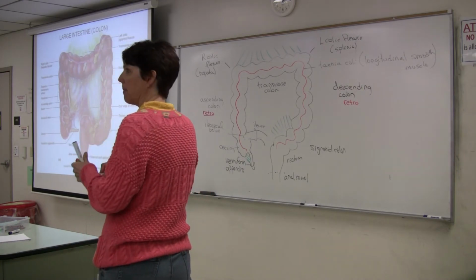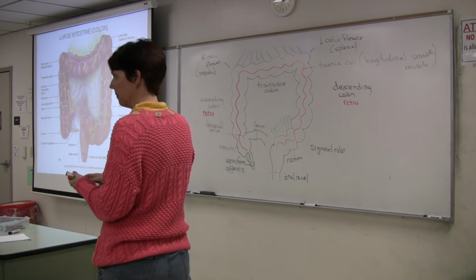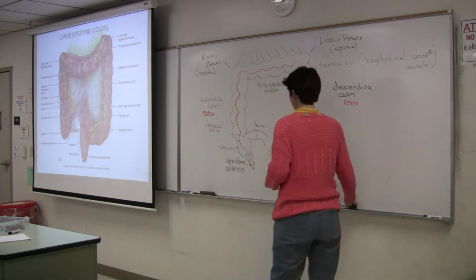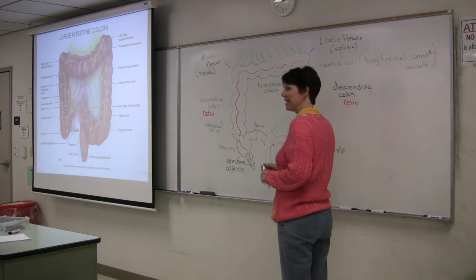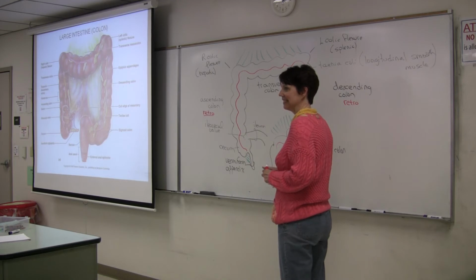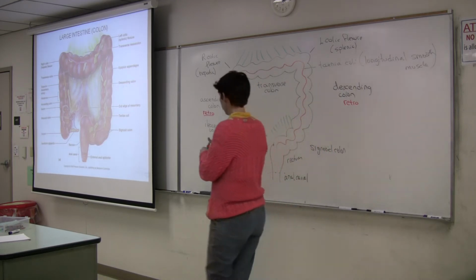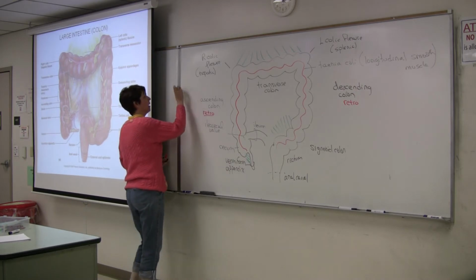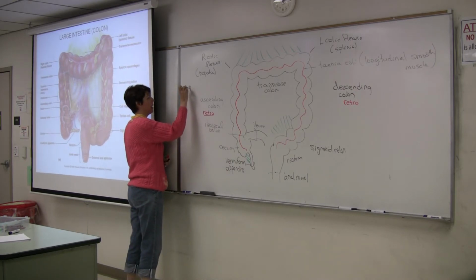What would the blood supply be to the large intestine? Superior mesenteric. Does that do all of it? Watch it. So we'll put up here the superior mesenteric artery.